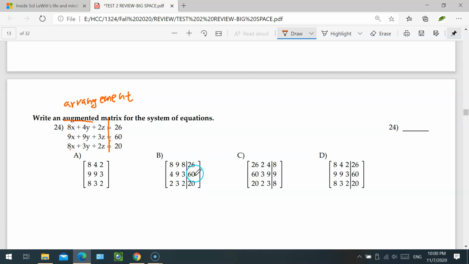So 26, 60, 20 is on the most right hand side. And the left hand side is the 3 by 3 arrangement because you have x, y, z. So you just write down the rows 4, 2, then 9, 9, 3, then 3, 2. So this is the correct arrangement, which is the augmented matrix for your question number 24.